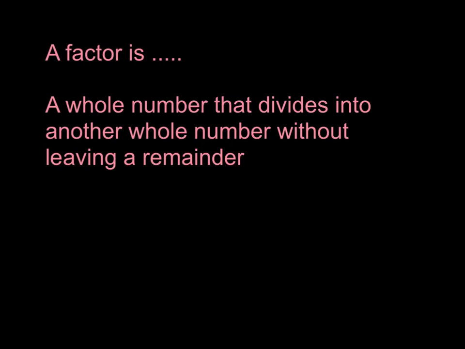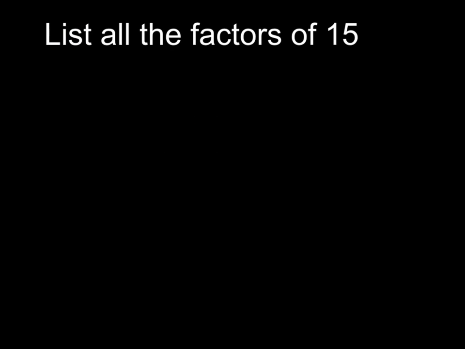A factor is a whole number that divides into another whole number without leaving a remainder. And that seems like a complicated definition, but it will make sense once we've done a few examples. List the factors of 15. So we've got to find numbers that we can divide 15 by without leaving a remainder.